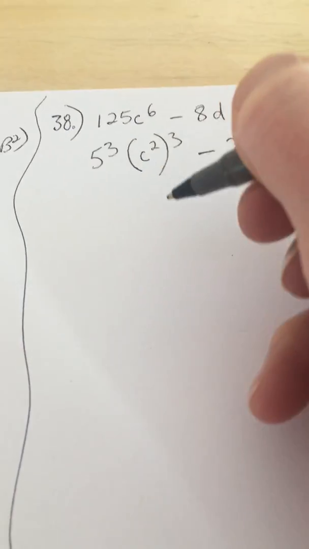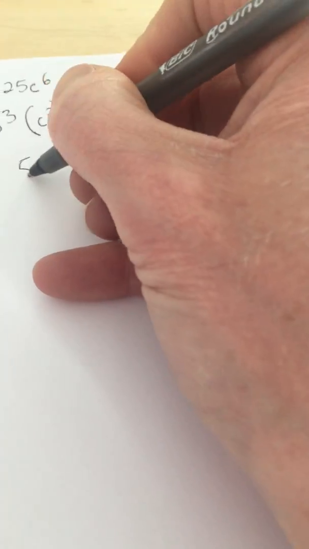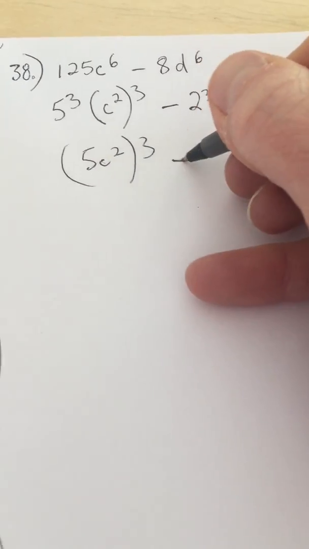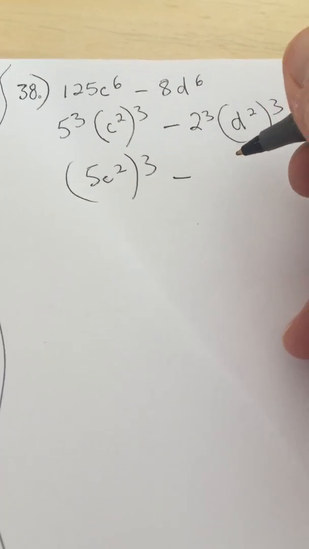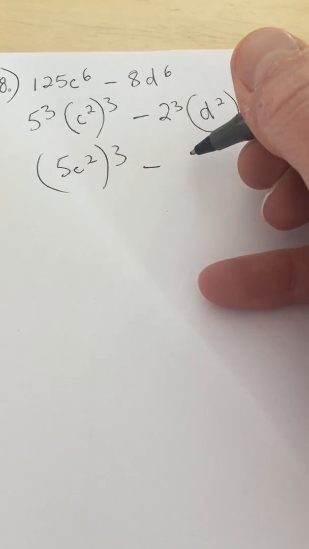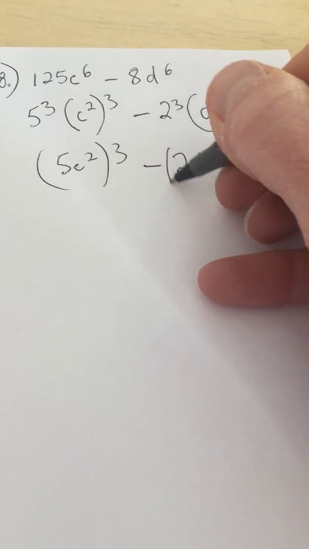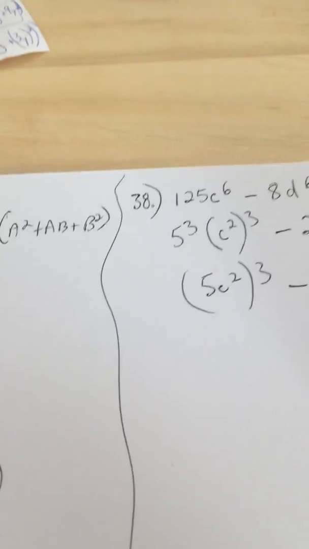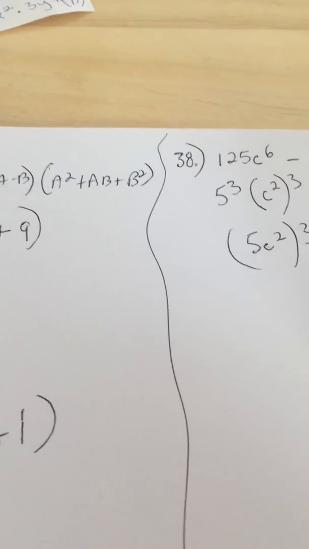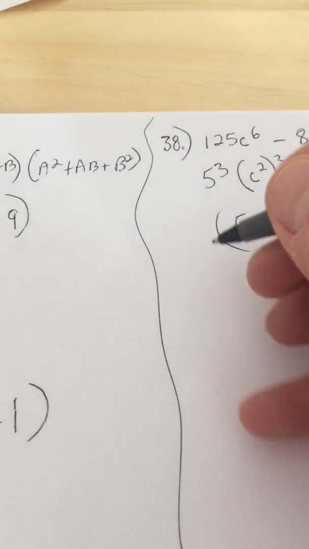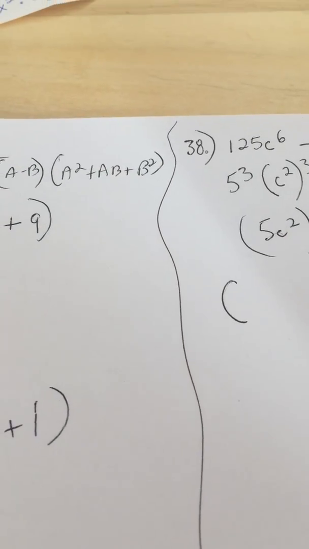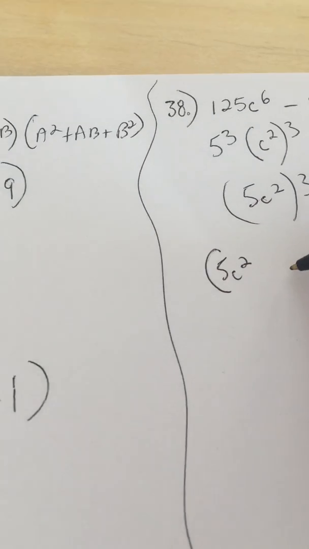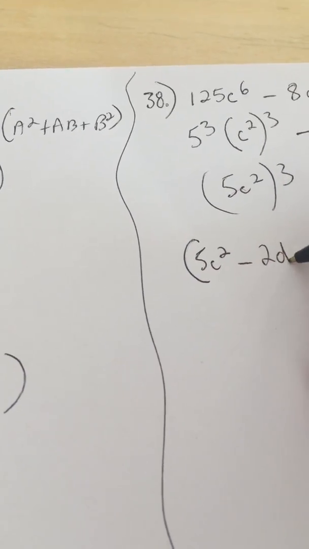And then I'm going to put those together. And so now I'm going to have 5c squared, and everything's going to be cubed. And then I'm going to subtract, kind of the same idea. It's going to become 2d squared, and then everything will be cubed. Okay, so now I need to use the formula to figure it out. So I'm going to pull out a minus b. So a is 5c squared, and b is 2d squared.